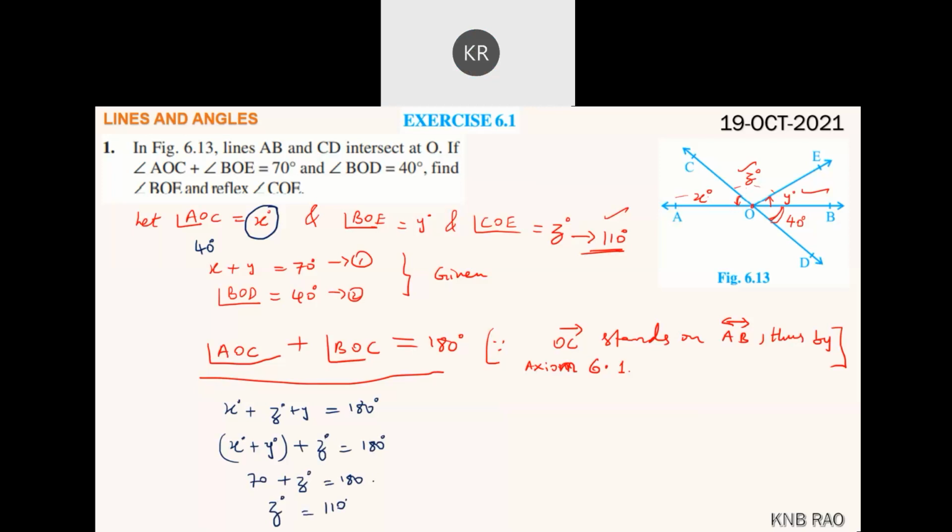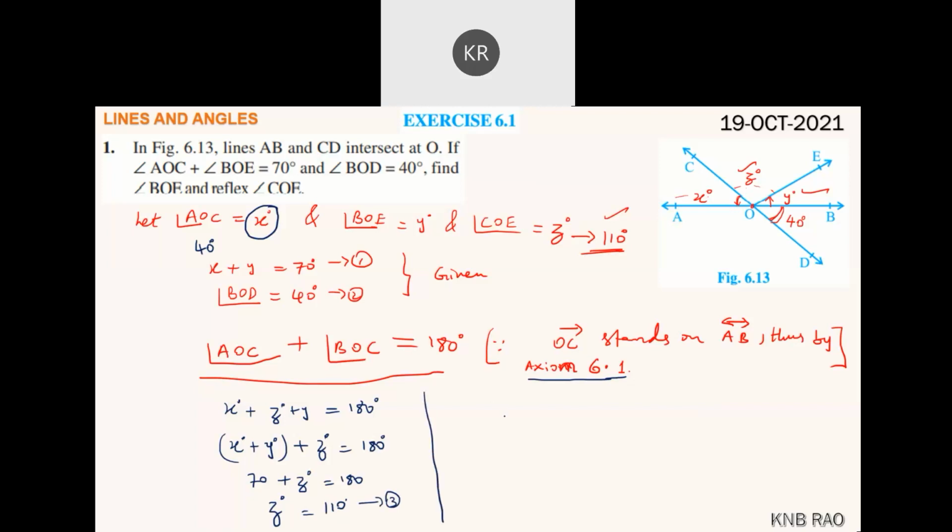Sir, what is axiom 6.1? Axiom 6.1 tells, Shrikant, that if a ray stands on a line, then the adjacent angles so formed are supplementary, or the sum of the adjacent angles so formed is 180 degrees. This is axiom 6.1. Watch the previous videos, Shrikant. If you have not attended the class, watch both of yesterday's videos. So this gives us angle Z.